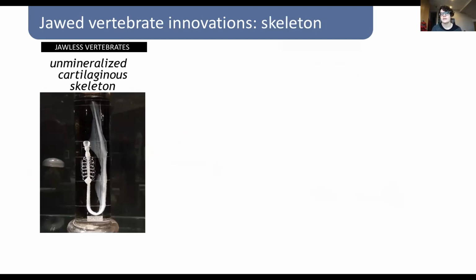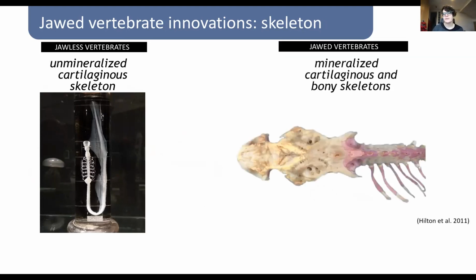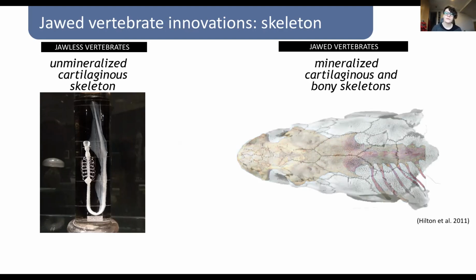And the final innovation, and one that perhaps we don't think about as much, is the skeleton. So living jawless fishes have a skeleton that's unmineralized, made entirely of cartilage. So this picture here is the internal skeleton of a lamprey, and everything that you see there is made of cartilage. But in contrast, jawed vertebrates have mineralized skeletons made of cartilage and bone. And this includes the brain case, which is made of either mineralized cartilage or perichondral and endochondral bone. And then there's also an outer skeleton made of dermal bone, which sheaths the internal skeleton.